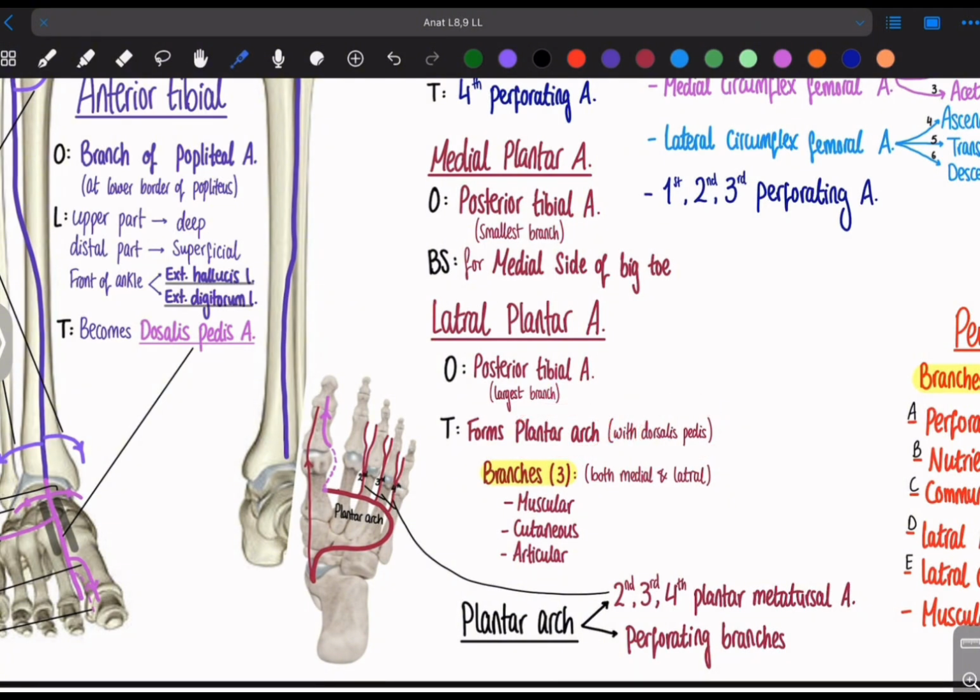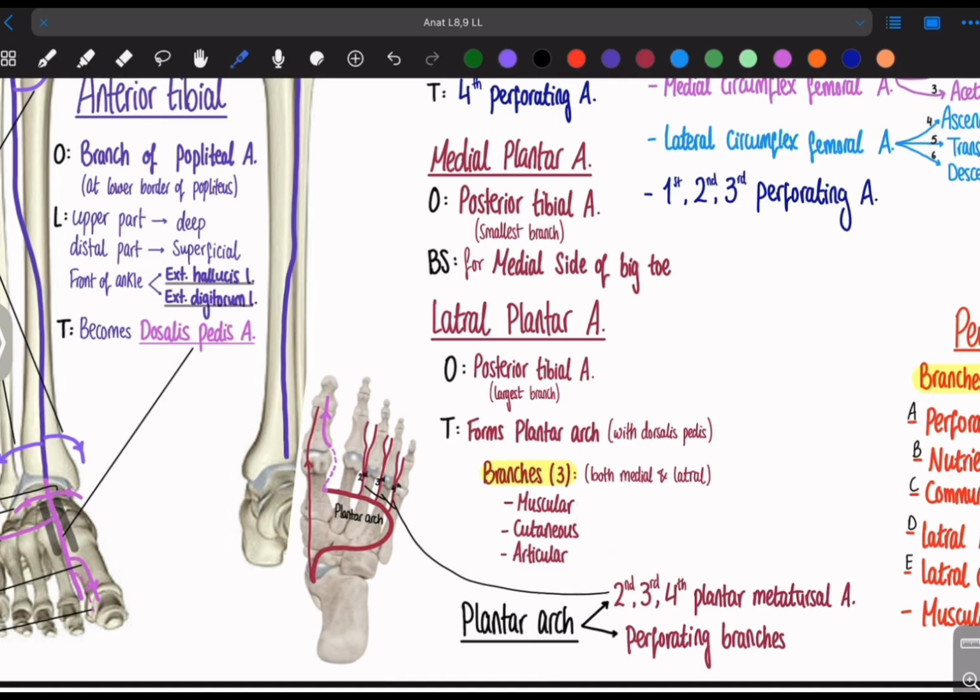Branches are similar for both the lateral and medial. That's why I didn't write them twice, because they have the same branches. I mean, these branches are for both of them, not only for the lateral. The medial also has branches. These are the branches. Okay, so they have muscular branches, cutaneous branches, articular branches. Both of them. Not very important.